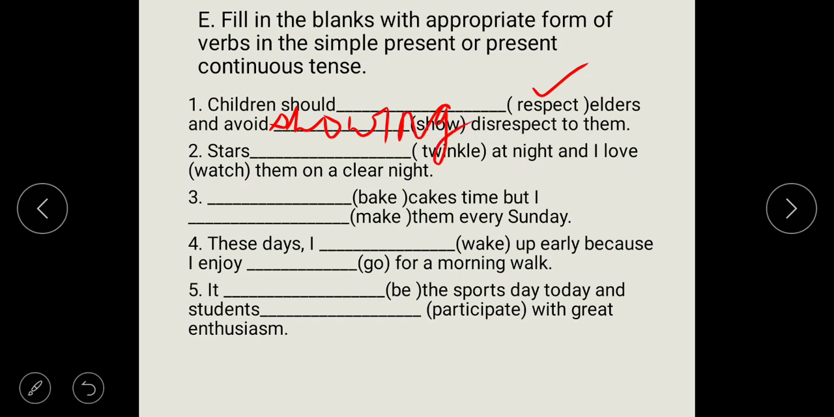Second: stars twinkling at night. Twinkle is given in brackets, write twinkling. Stars are twinkling at night, and I love watching them on a clear night. In place of twinkle write twinkling, and watch becomes watching.